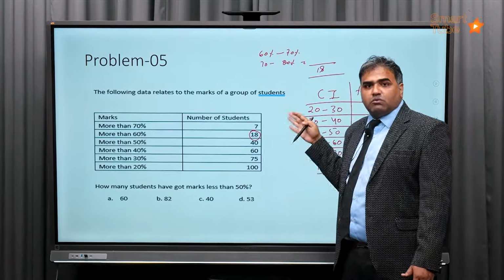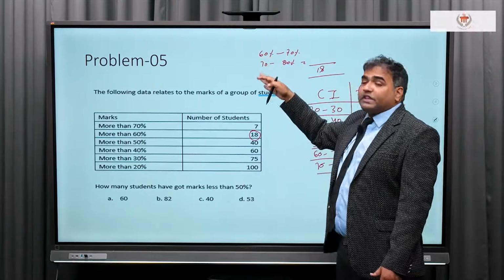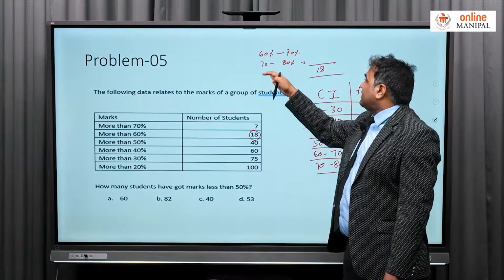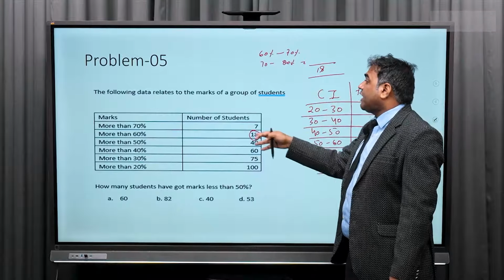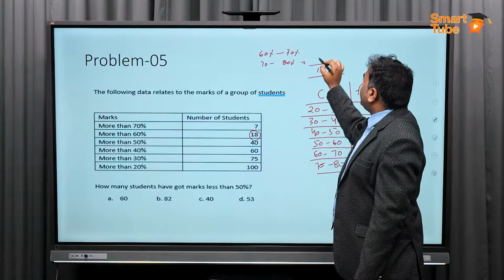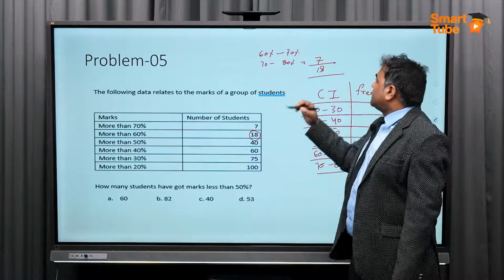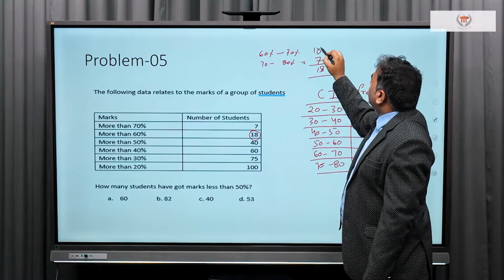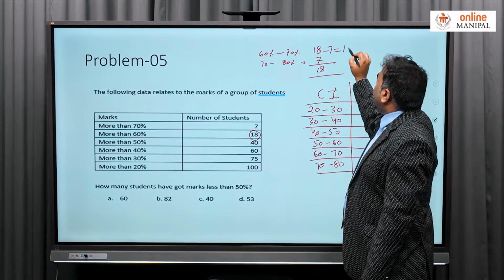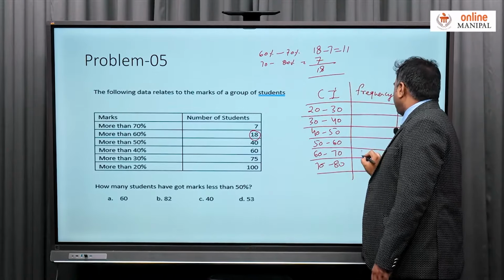More than 60 would be 60 to 70, 70 to 80, and the total value is 18. More than 70 is already given to you as 7. So for 60 to 70 it would be 18 minus 7, this would be 11.